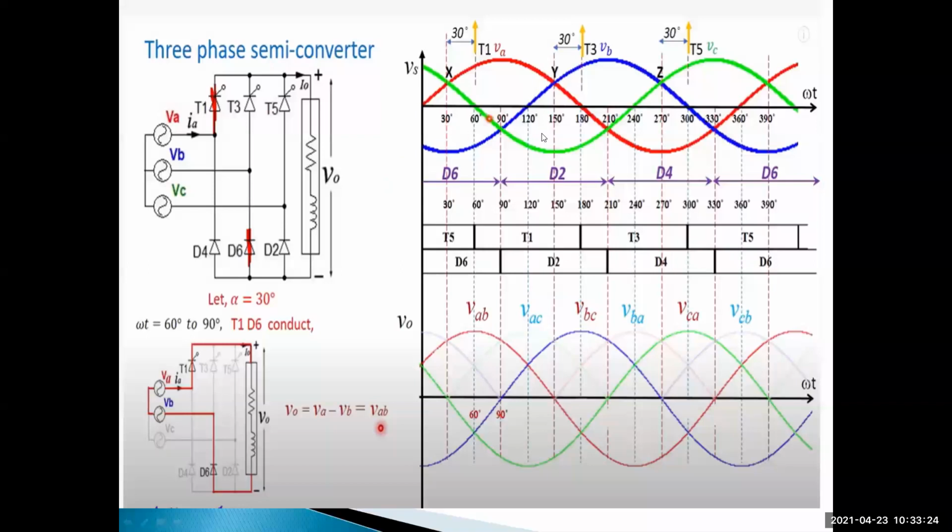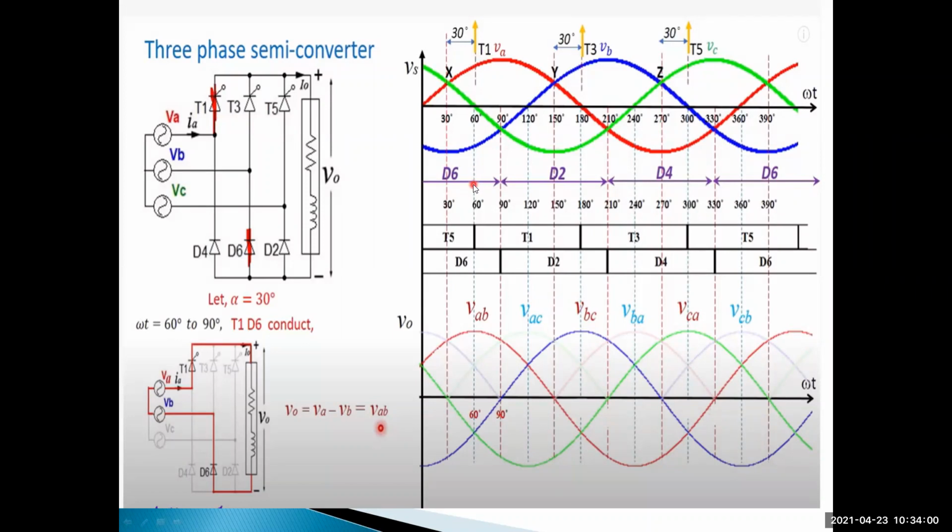At omega t equal to 60, that is pi by 6 plus alpha, only then is conduction and the triggering pulse possible. For alpha equal to 30 degrees, pi by 6 plus alpha is 30 plus 30, since pi by 6 is nothing but 30. So here pi by 6 plus alpha is 60 degrees. From omega t equal to 60 degrees onwards, the thyristor T1 is triggered and thyristor T1 is turned on.